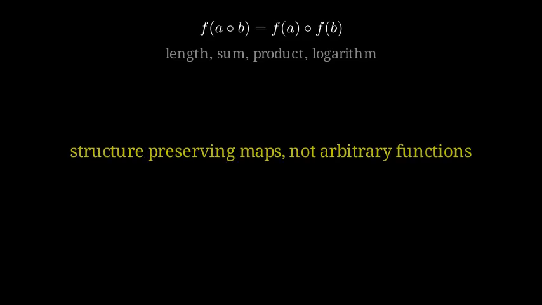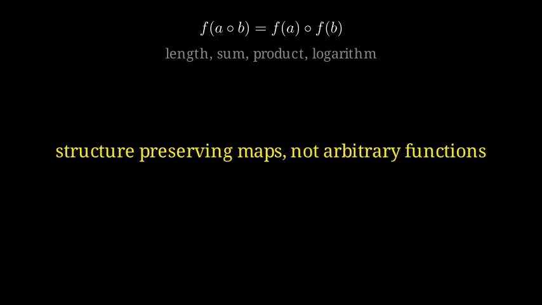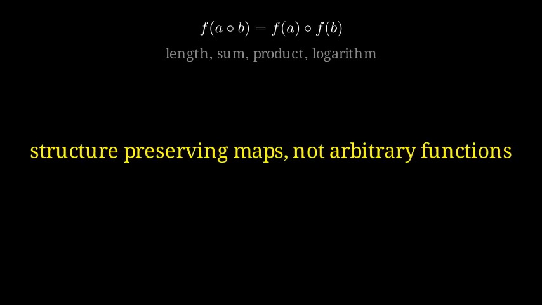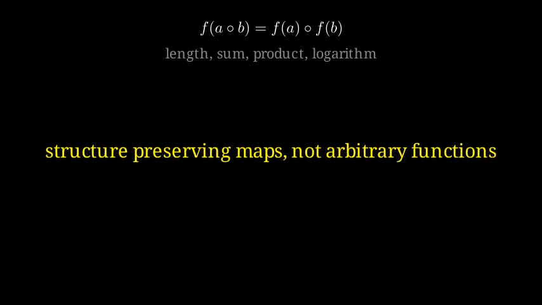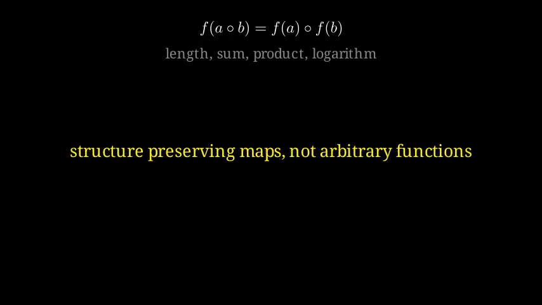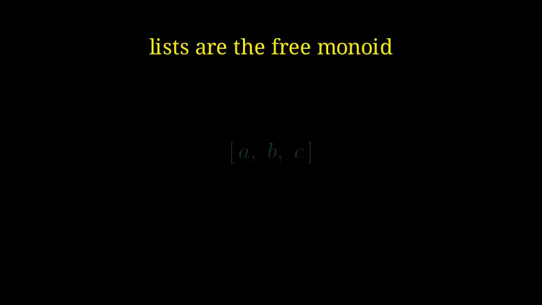None of these are arbitrary functions we picked out by hand. Length, sum, product, logarithm, each one is a structure-preserving map. The same equation holds every single time, because each map respects the operation underneath it. Now the deepest example. Lists are what algebraists call the free monoid. The most general monoid you can build on a set of generators.